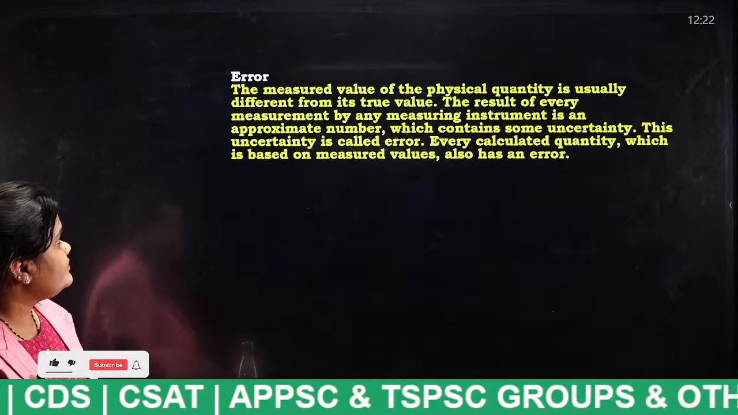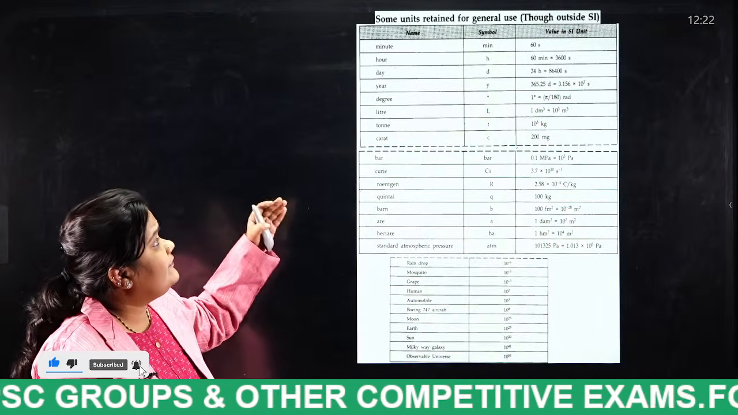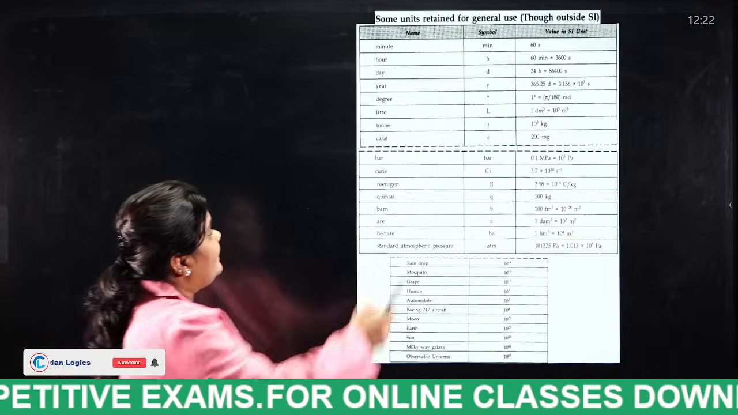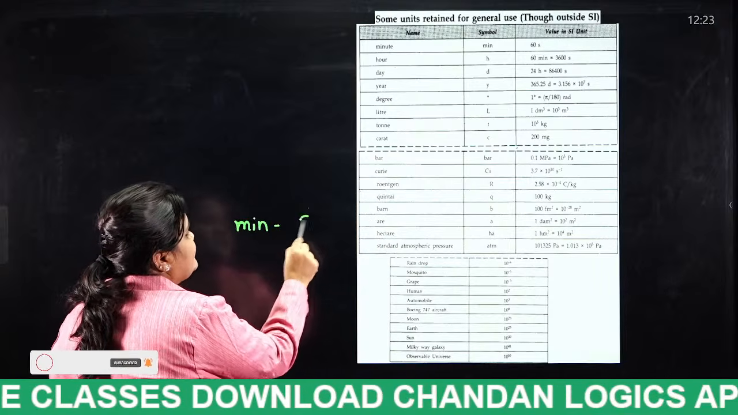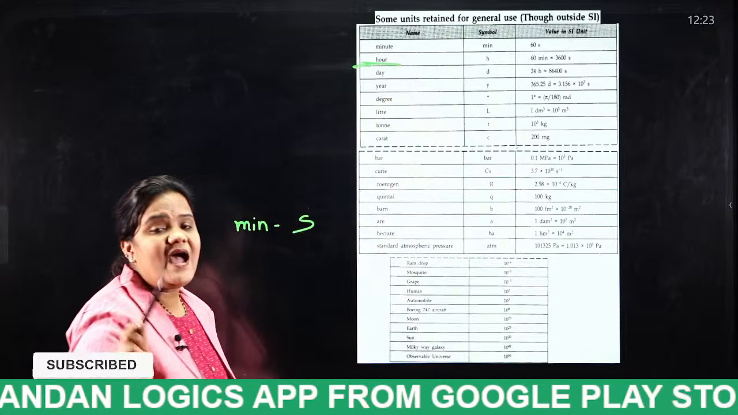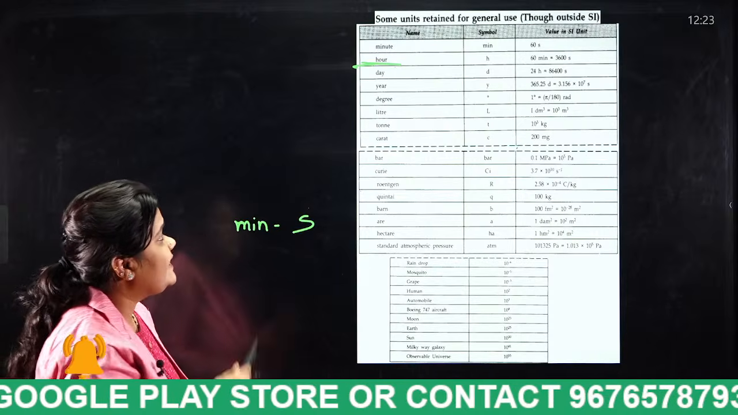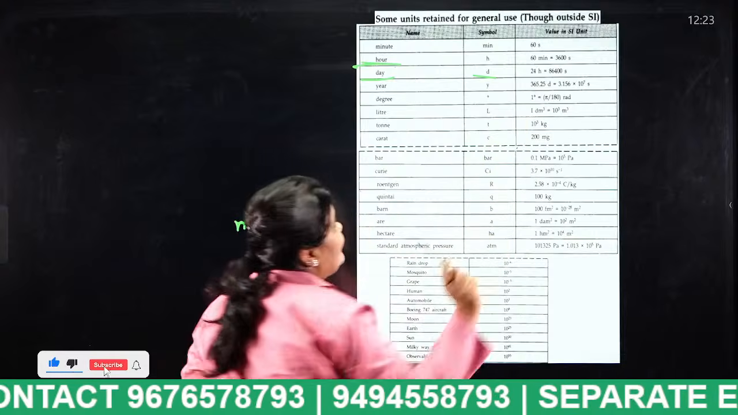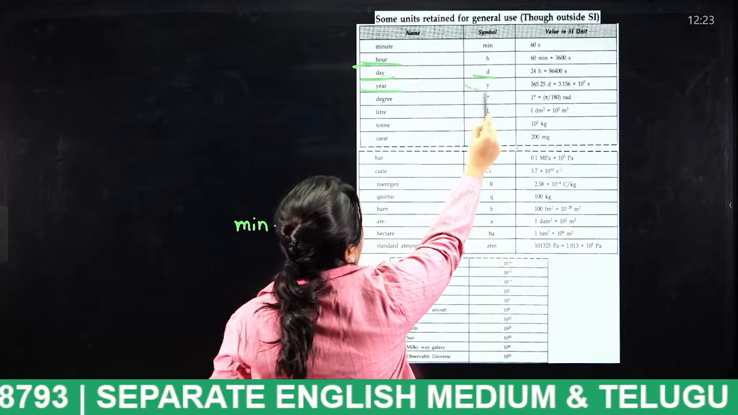Next. These are some of the units which we use in general. The unit of minute is written as min, and second as s. In a similar way, hour is denoted as h and 1 hour is equal to 60 minutes. These are the standard values, I think everybody knows this. Day is denoted as d and 1 day is equal to 24 hours. Year we will denote as y.